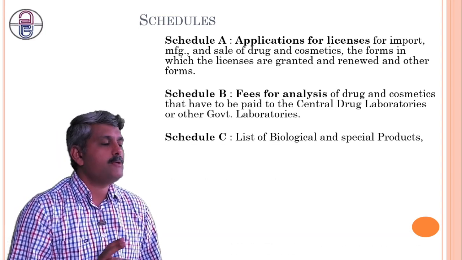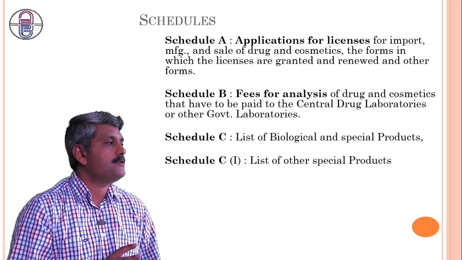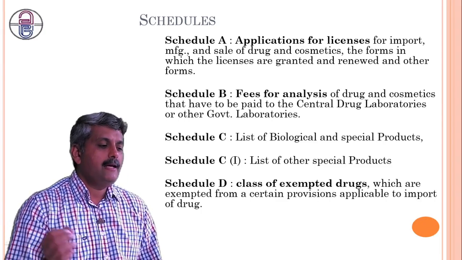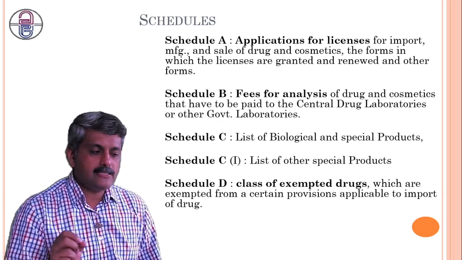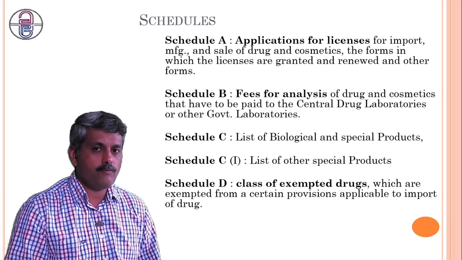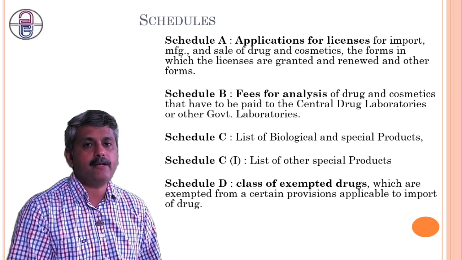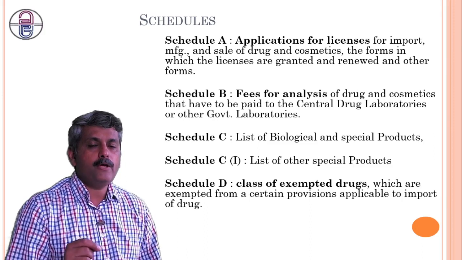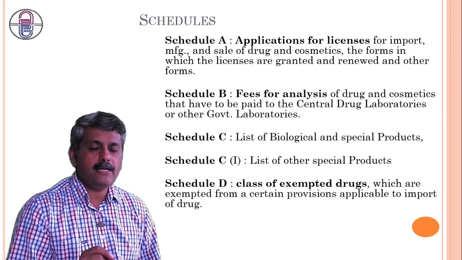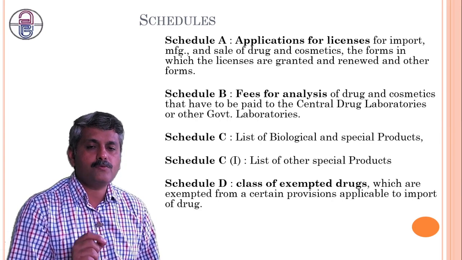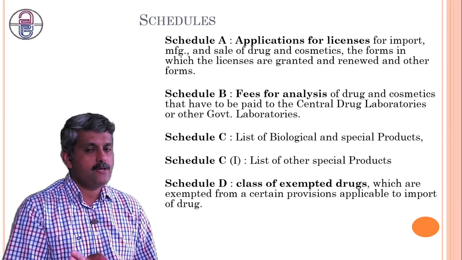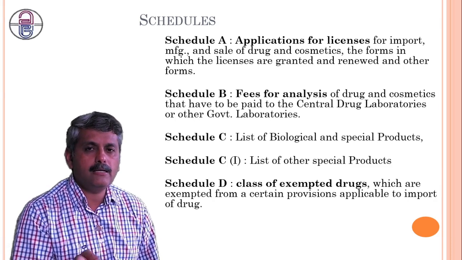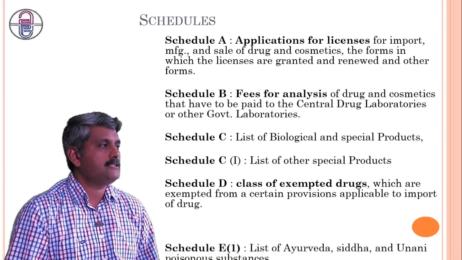Next one, Schedule C, the list of the biological and special products. C1, the list of the biological products other than special products. We will see in detail later. Schedule D is a class of exempted type of drug. These drugs are exempted from certain provisions applicable to import. When we want to import a drug, as I told you, we should have some conditions, and there are a few drugs which could be exempted from such a list. Like vaccination now. So it has some provisions that are a little bit exempted. So this is Schedule D.